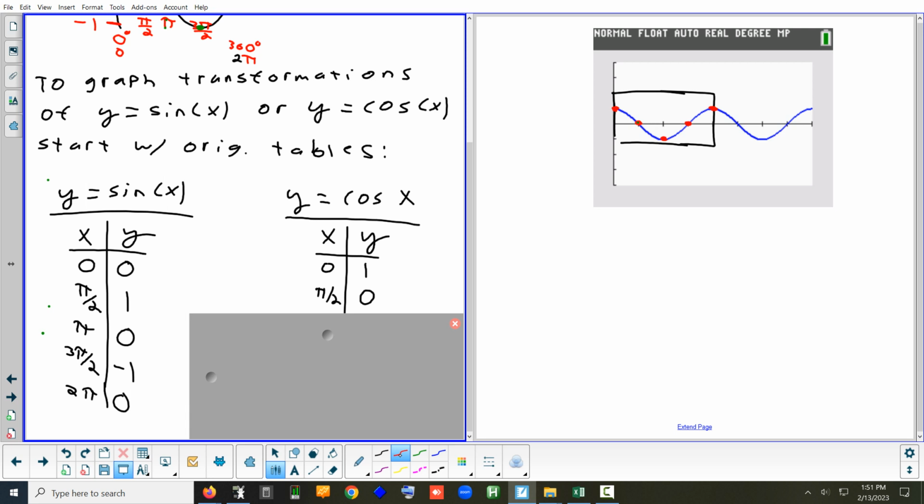All right, third point. Jenna, what's the coordinates of that third one? Pi and -1. Yeah, pi, -1. So there's your third point. Gavin, my fourth point.